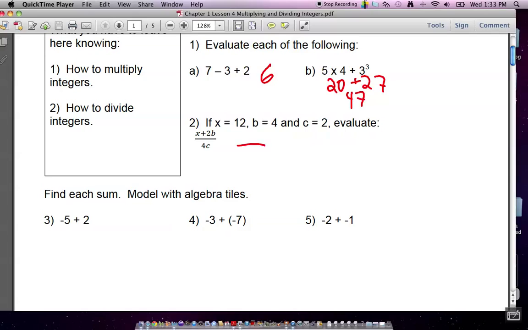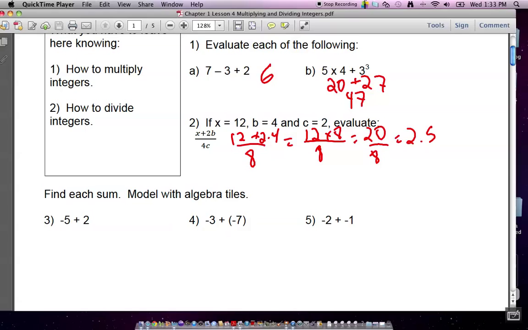Now I need to do x is 12, b is 4, over 4 times c is 8. These are the same numbers as the other day. That usually doesn't work out. 12 plus 8 over 8, which is 20 over 8, which works out to be 2.5.